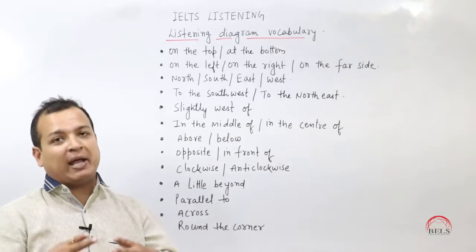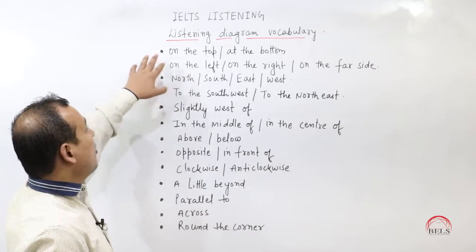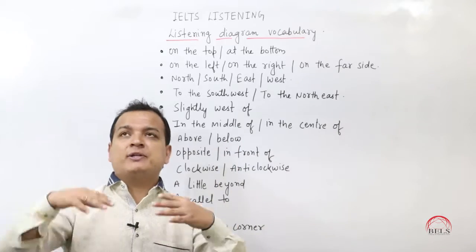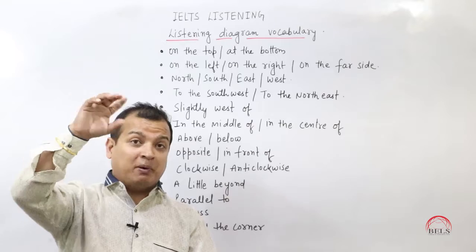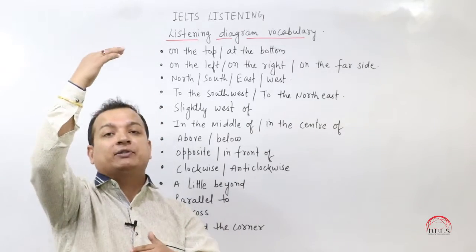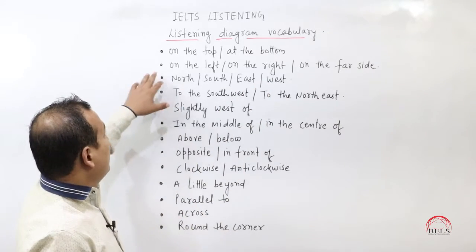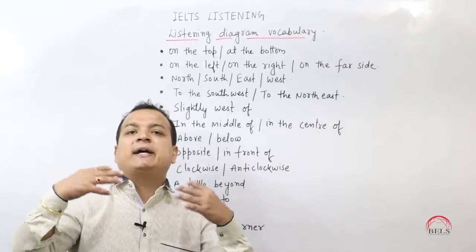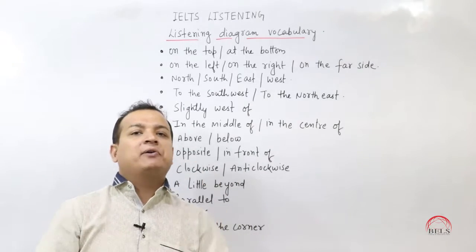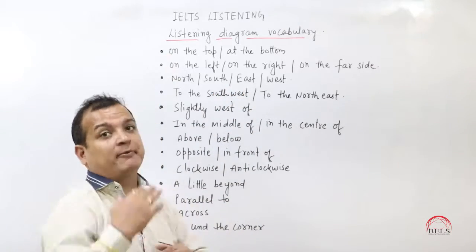However, there are some vocabulary words they will use to confuse you. The first vocabulary is on the top or at the bottom. They use on the top of that, you'll find there is a beautiful lake, so on the top of that, just go above that. So it's very important to understand these words: on the top, at the bottom. Number two, on the left, on the right, or on the far side of that. On the far side of the library, you'll find there is a washroom. So you need to understand what far side of that means.